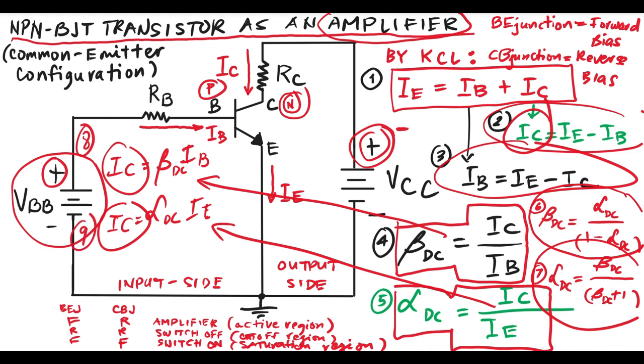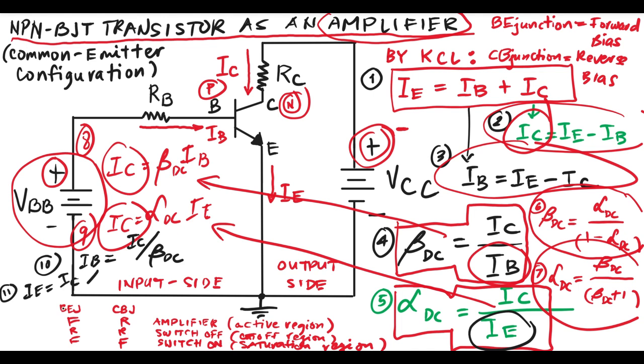Not only that, we can also derive the formula for IB, which will be equal to IC over beta, from formula number 4. That would be formula number 10. And we can also get IE, which will be our last formula, number 11, and that will be IE equal to IC over alpha DC. And there you go. These are some of the important NPN BJT transistor as an amplifier calculation formulas.